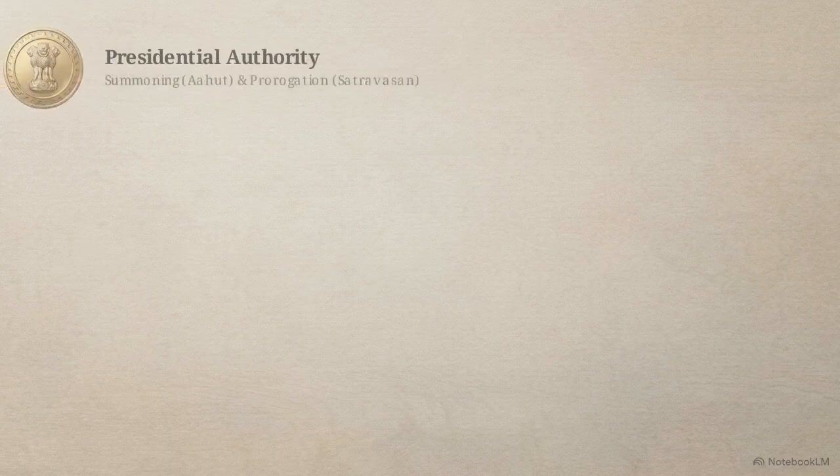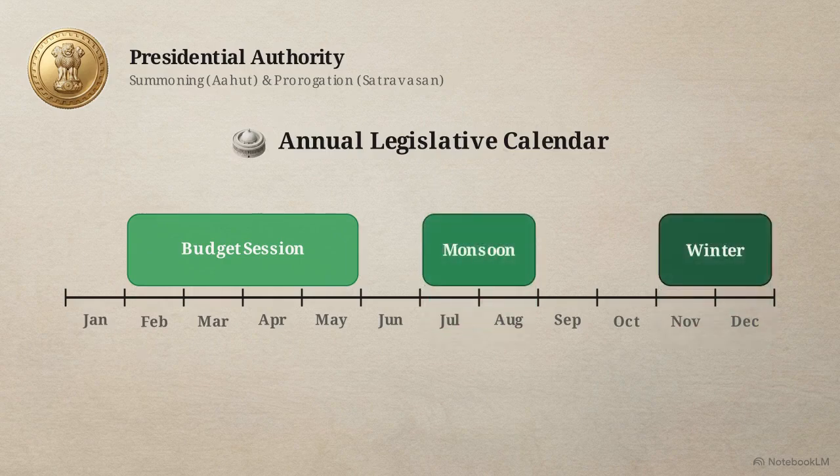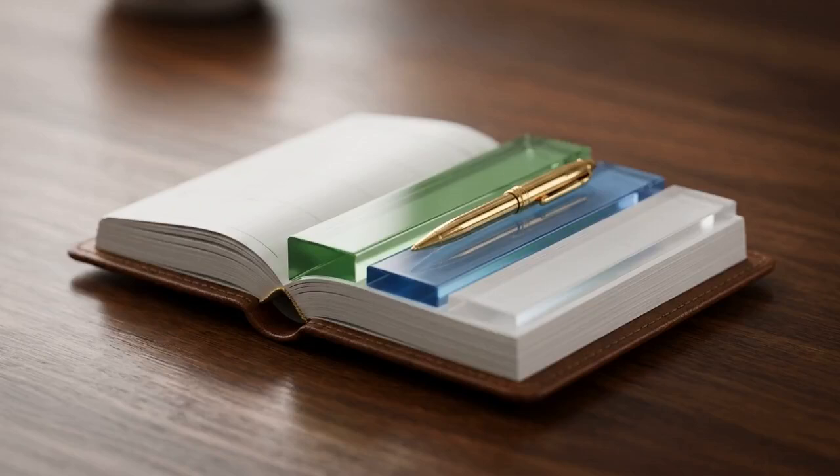The president calls 3 main work periods: the budget session in spring, the monsoon session in summer, and the winter session to end the year. The Constitution dictates there can never be a gap of more than 6 months between these sessions. By enforcing these timelines, the president ensures the parliament follows a strict legal rhythm.